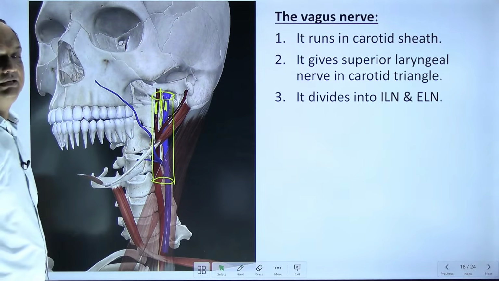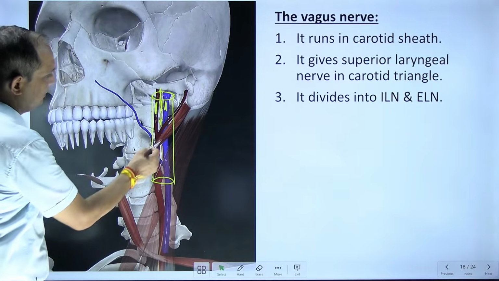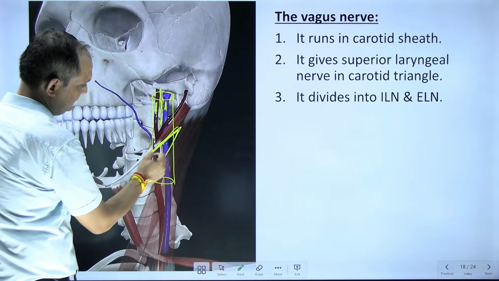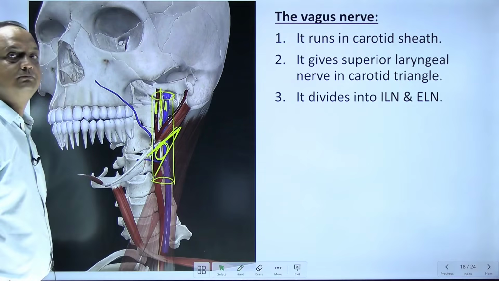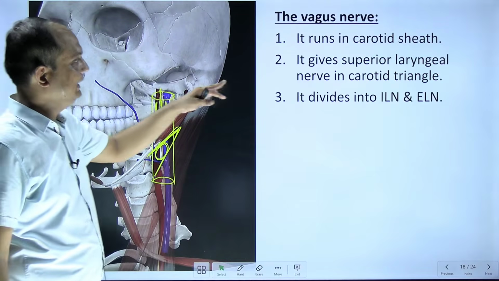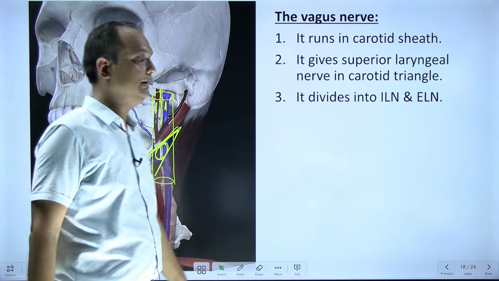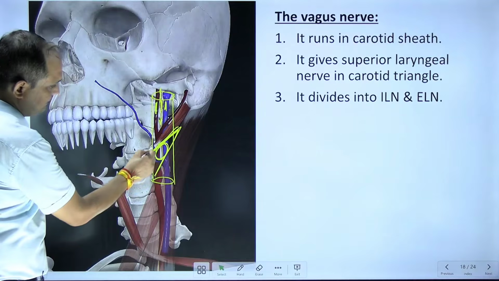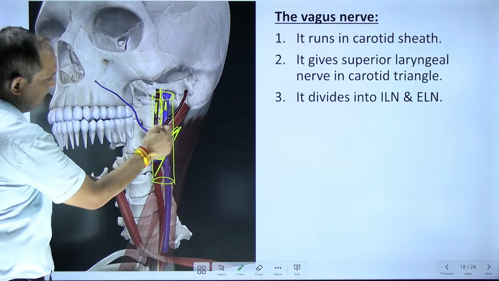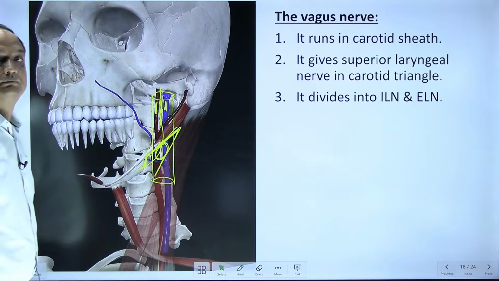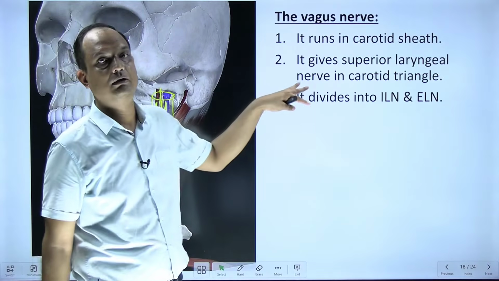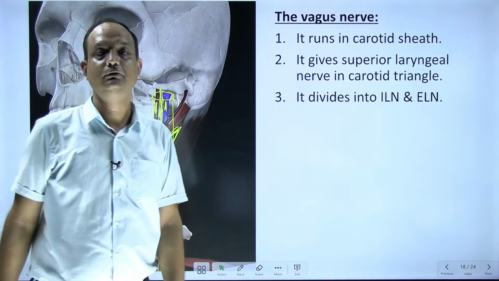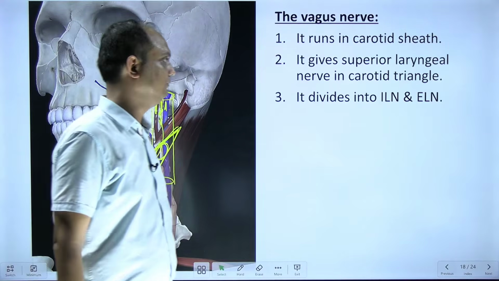So when you see the carotid triangle, again we are talking below this digastric. In this area you will find the vagus nerve which is present in the carotid sheath, and here it gives a branch known as the superior laryngeal nerve. So this is the superior laryngeal nerve. Now this superior laryngeal nerve may sometimes have a higher origin or it may come out from the upper part of the carotid triangle. And this superior laryngeal divides into the internal and external laryngeal nerves.